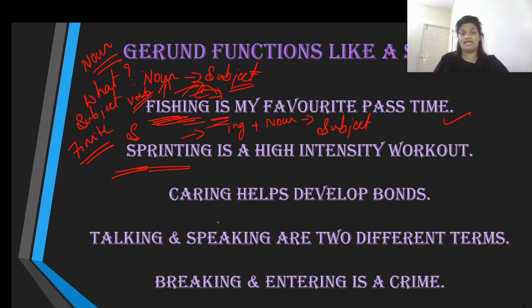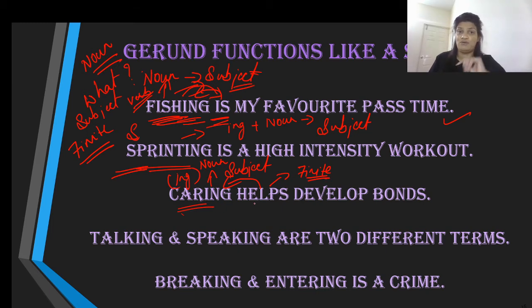Next is caring helps develop bonds. What helps develop bonds? Caring. So caring, of course, is an ing verb, but it is functioning like a noun, and it is at the beginning before the finite verb, hence it is our subject. Helps is our finite verb here. All right. Caring helps. How do you figure out whether a verb is finite or non-finite? By changing the subject and the tense.